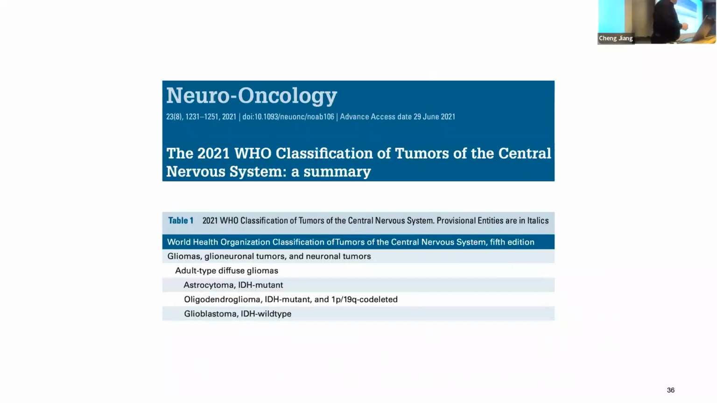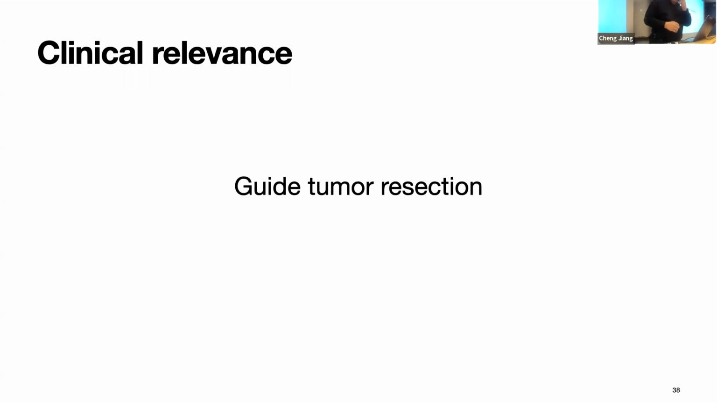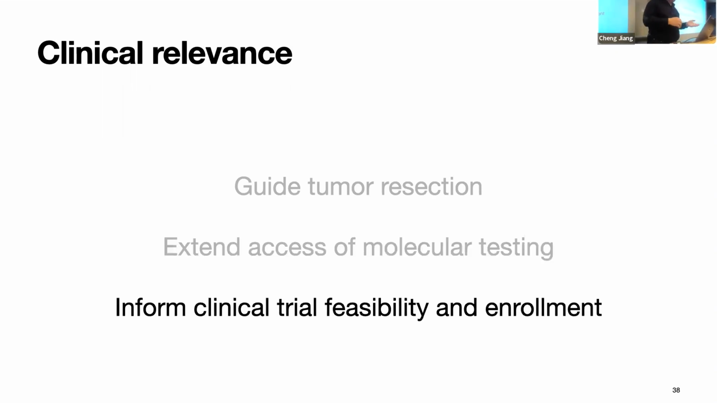Therefore, in 2021, the World Health Organization changed the way that we classify gliomas, right? From being based on histologic features to only being based on these mutations. But the problem here is that molecular diagnosis requires immunohistochemistry or next generation sequencing. And these methods are very time consuming and also very, very expensive, right? So there's a need to develop an AI to help us determine the molecular mutation for the gliomas. The clinical relevance of having an AI method here is that it can, again, help us guide the tumor resection, right? It can help us extend access to molecular testing without requiring these expensive tests and laboratories. And it can also help us inform clinical trial feasibility and enrollment for early post-op therapies.